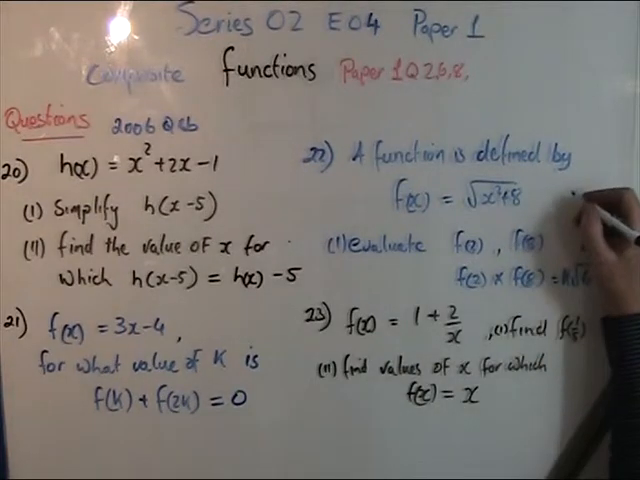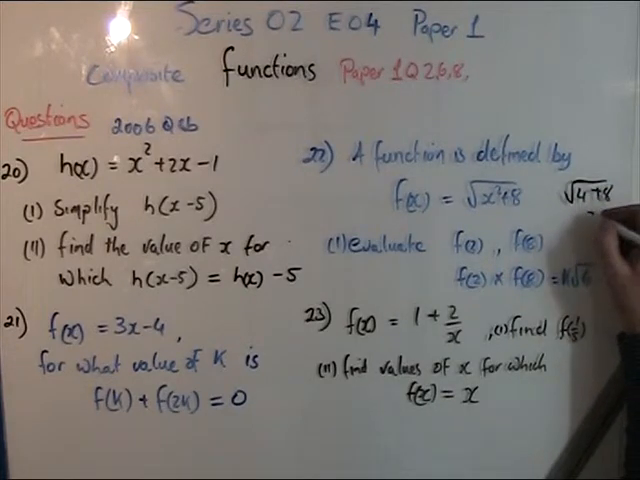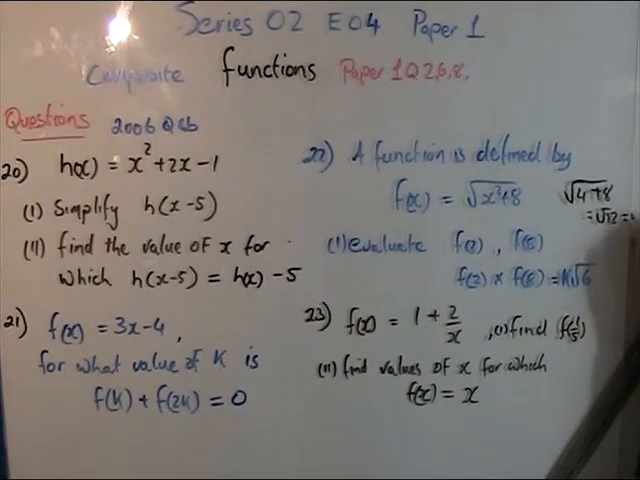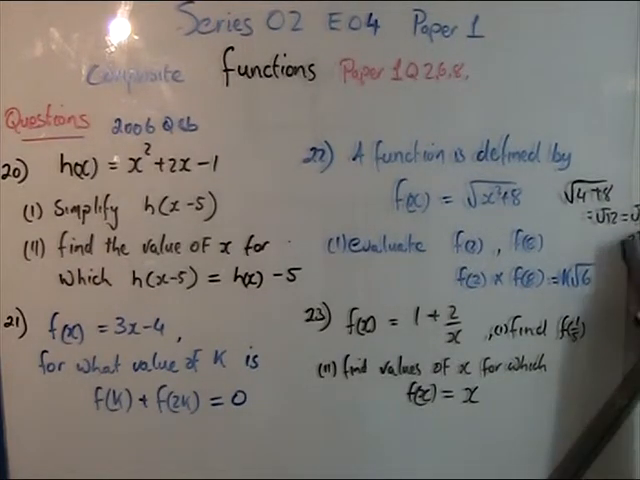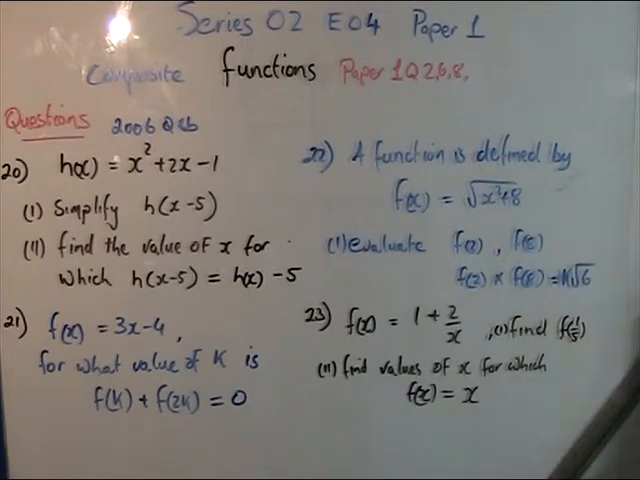So if I put in 2 squared, it's going to be the square root of 4 plus 8, which is equal to the square root of 12, which is equal to the square root of 3 times the square root of 4. The square root of 4 is 2, which is equal to 2 times the square root of 3. We did these on surds, so you know how these are done.